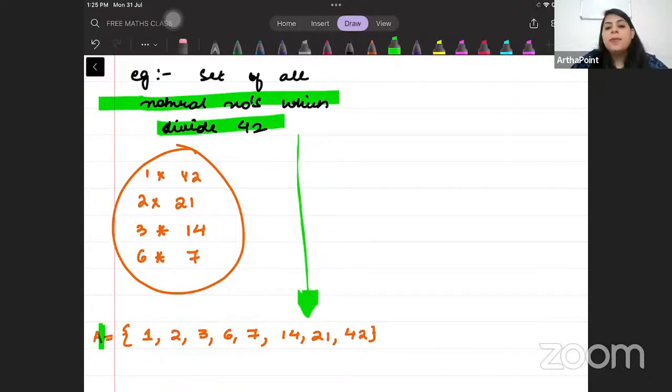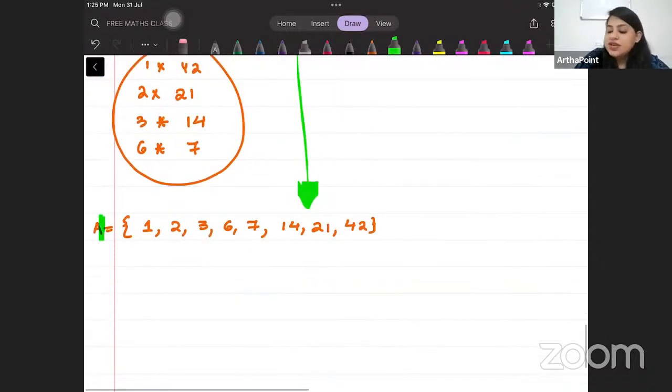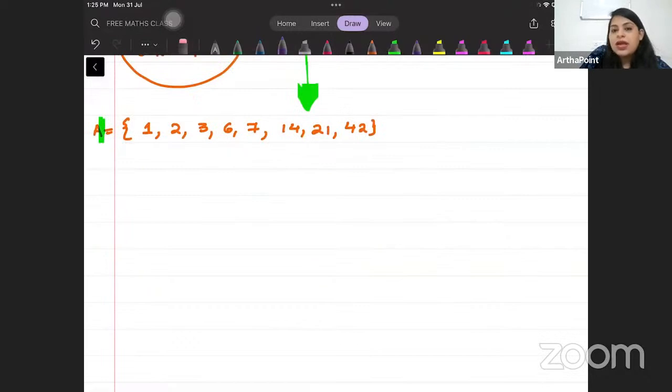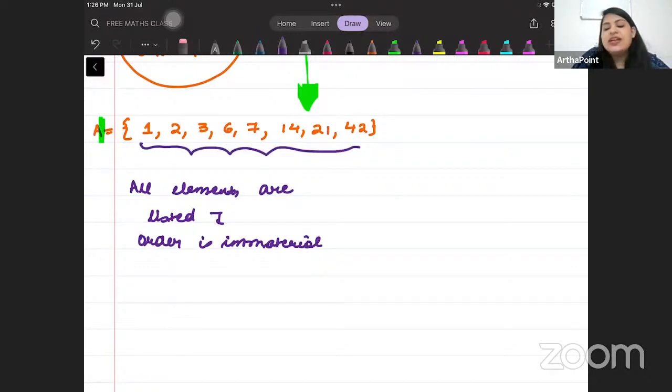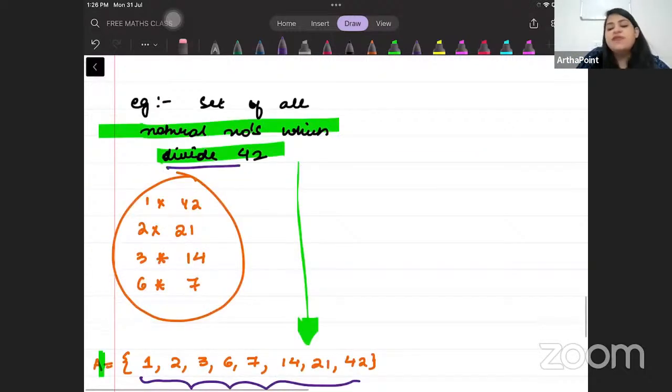Okay. Now, please understand that when I talk about the roster format, when I list the elements, we say that all elements are listed, right? And in this case, we say that the order is immaterial. थोड़ा समझ लेते हैं क्या मतलब है इसका. So when I say order is immaterial, it does not matter whether you write it in ascending order, descending order, random order. इससे कोई फर्क नहीं पड़ता. So I just have to mention all numbers which divide 42.